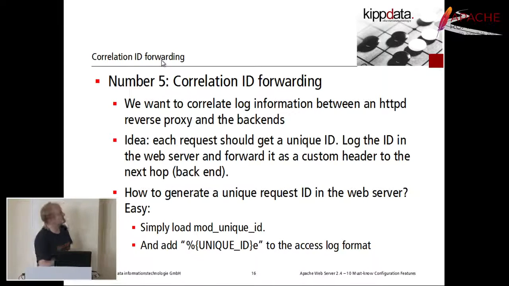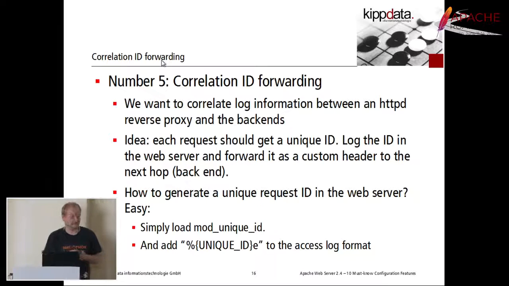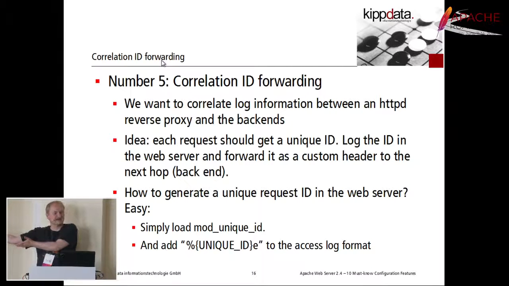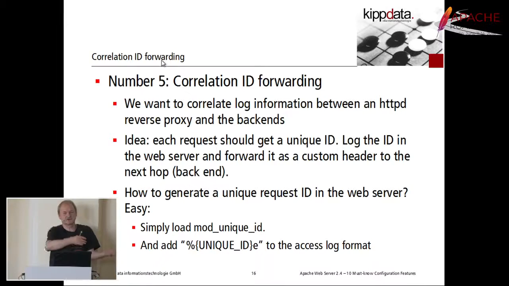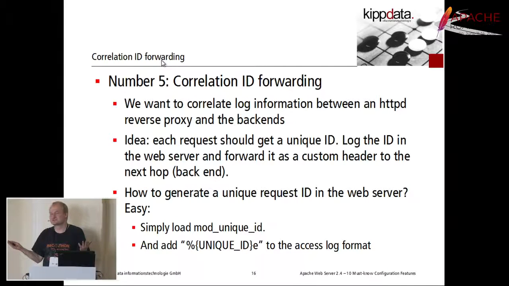Number 5, correlation ID forwarding. Sometimes you want to correlate something happening or some measurement on your web server with a proxied backend that's behind the web server. If you want to correlate not only statistically, but on a per request basis, then you need to have some ID to match. You cannot just use the timestamp. You have thousands of requests per second, and the timestamp is not working as a correlation method. So we want to have a correlation ID.